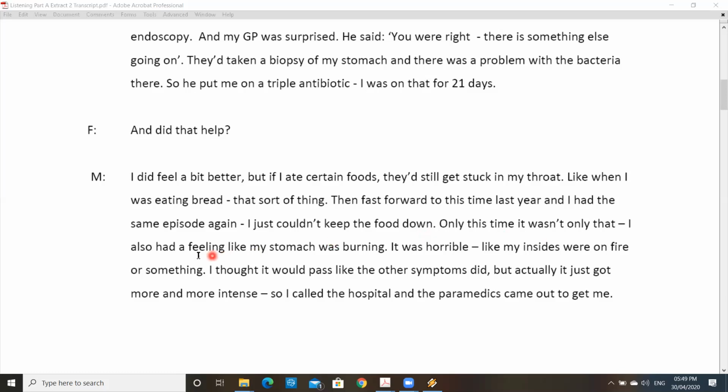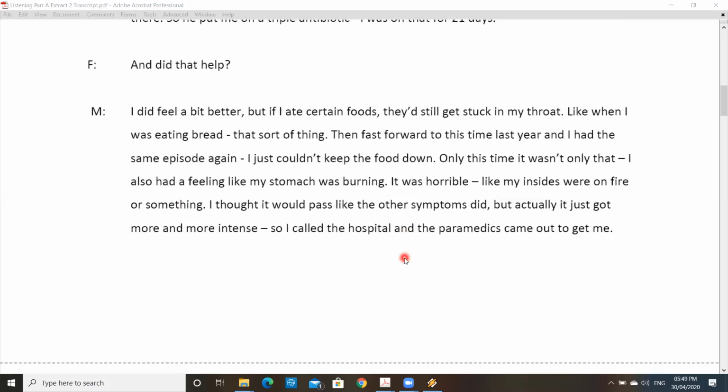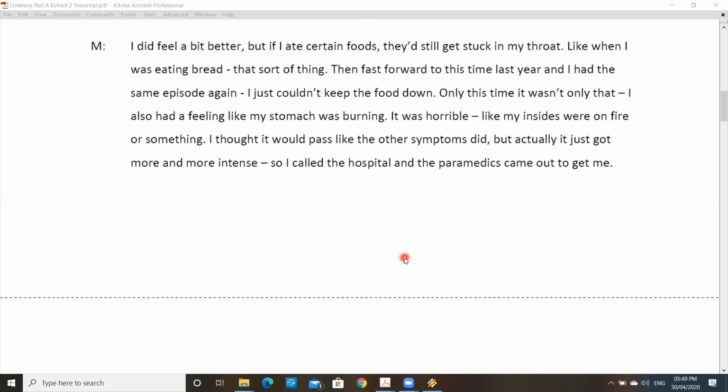Then similarly here they said, I had a feeling like my stomach was burning. It was horrible, like my insides were on fire or something. But the sensation is not fire, it is burning. Typically, again, they wouldn't say burning sensation. So you're not waiting for the exact words to be used, and that's the main challenge there.